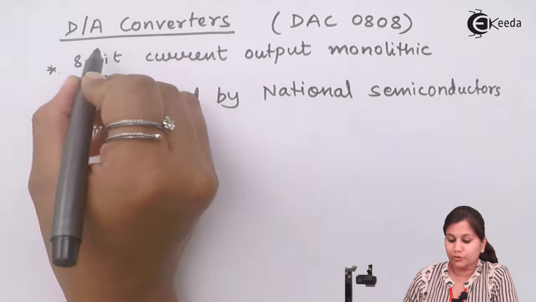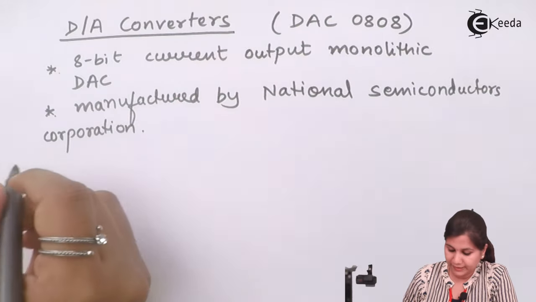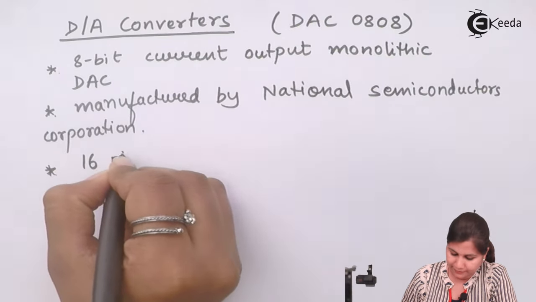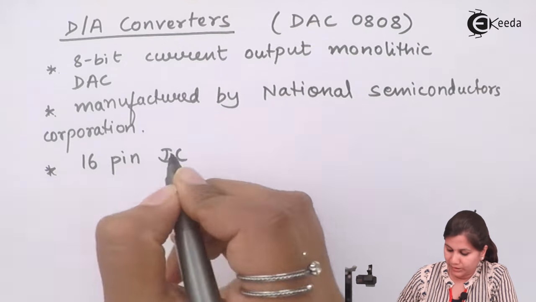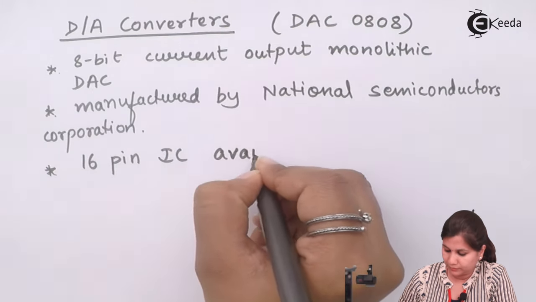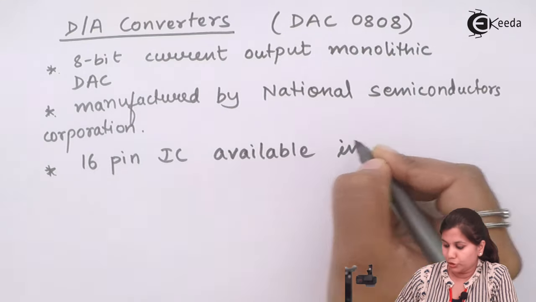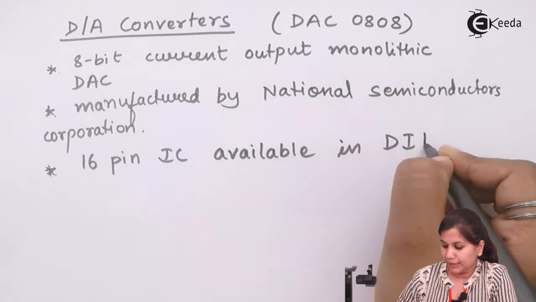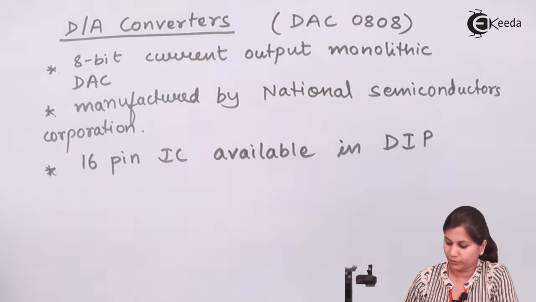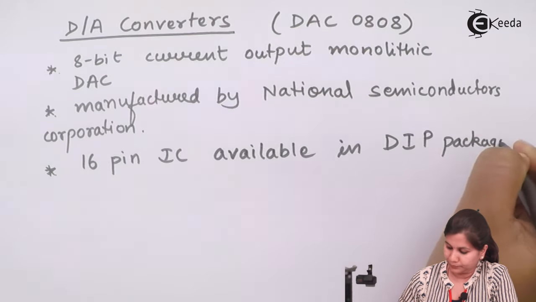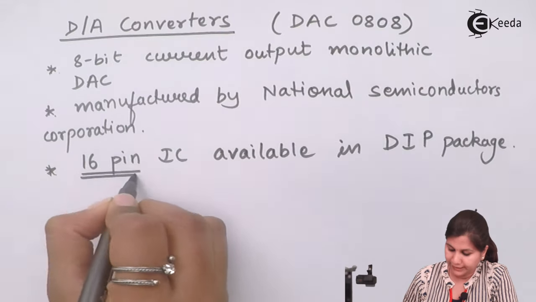Now this digital to analog converter is also present in the IC form. So it is a 16-pin IC, which is available in dual inline plastic package, okay, in the DIP package. It is a 16-pin IC.